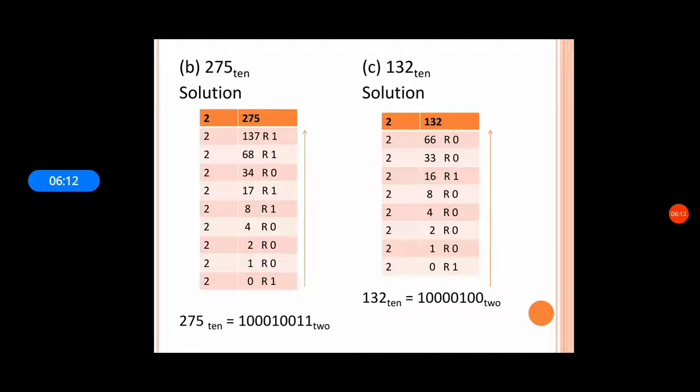So 13 divided by 2 gives us 6, so we carry 1. That one will give us 12. 12 divided by 2 gives us 6. So we have 66, remainder 0. 66 divided by 2 gives us 33, remainder 0.